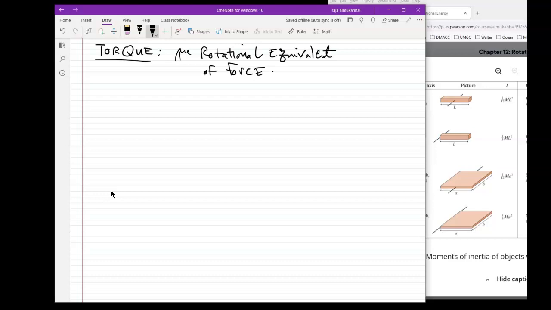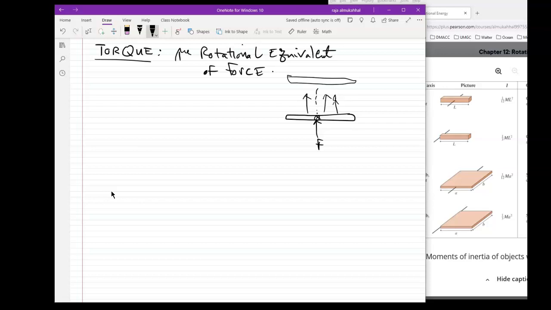Imagine I have a rod sitting on the floor right now. I'm going to kick the rod right in the middle, right here. So what's going to happen to it? Well, it's just going to move in a straight line like that, because I have exerted a force on it right on the center of mass. There's the center of mass.